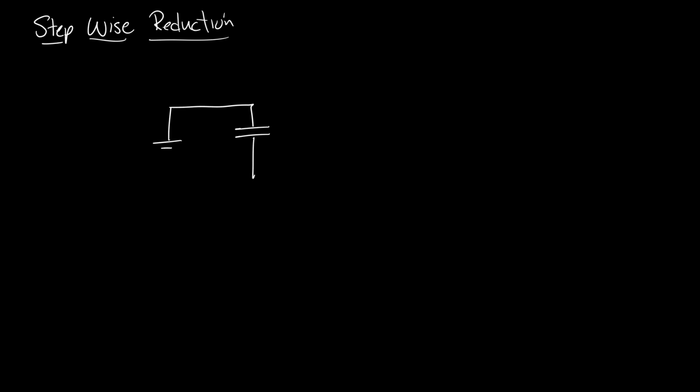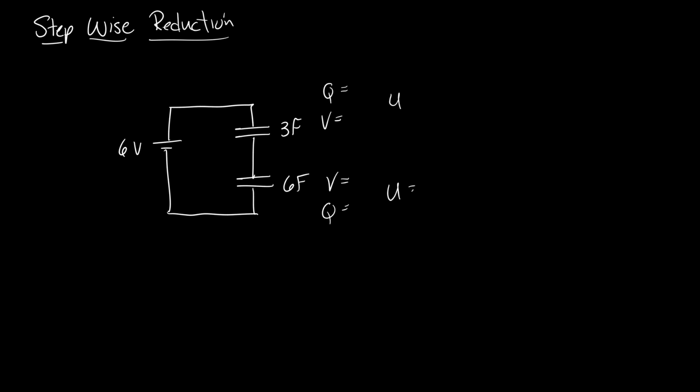So let's go back to our circuit. Let's assume that we use our 6-volt batteries and we have our 3 farad and 6 farad capacitance. In order to do stepwise reduction, to solve our circuit, our goal is to be able to say, well, what is the voltage across this capacitor? What is the voltage across this capacitor? What is the charge across this capacitor? What is the charge across this capacitor? And how much energy do our capacitors store?